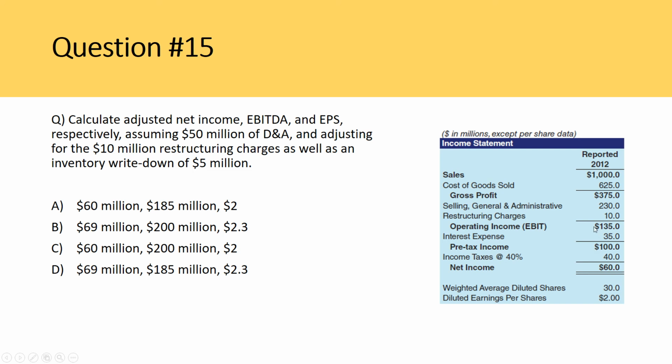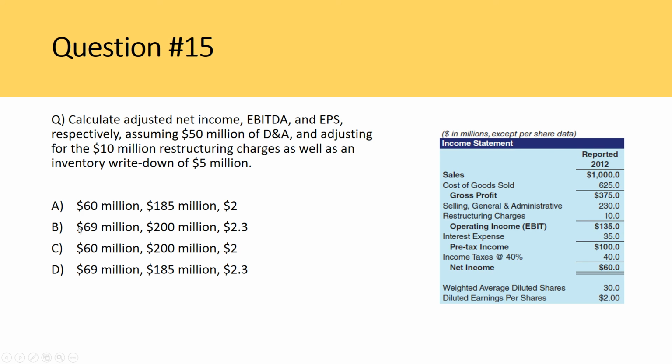For adjusted EBITDA, we would add 150 plus the 50 million in depreciation and amortization to get adjusted EBITDA of 200 million. And so those options are available to us. So 185 million would be incorrect. So it's either B or C.